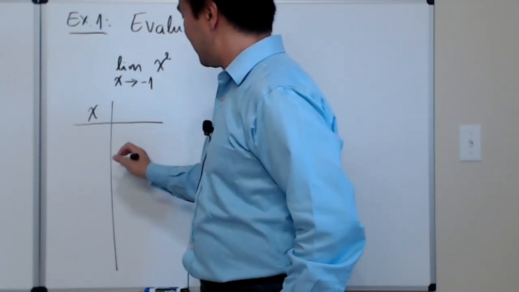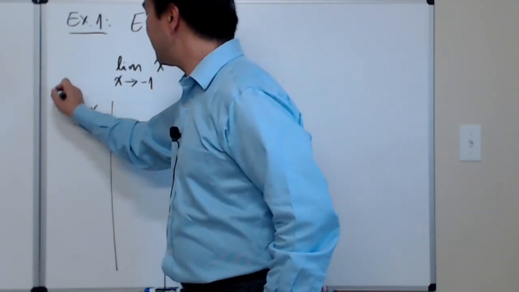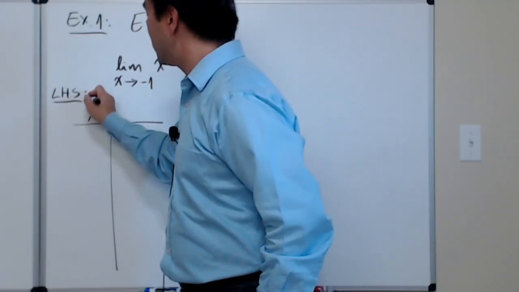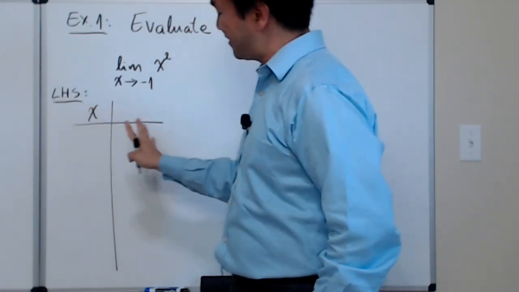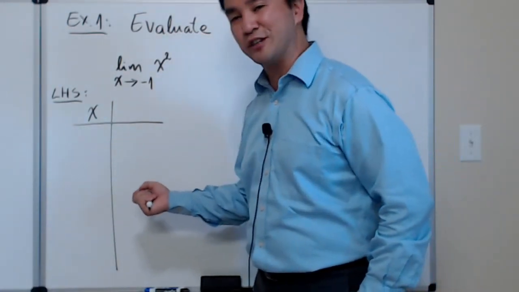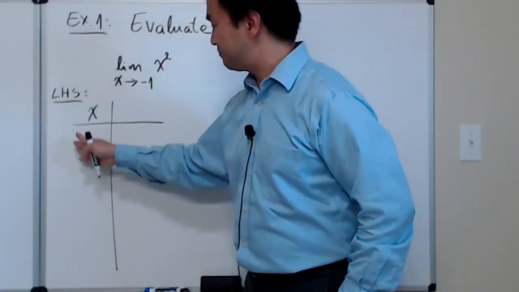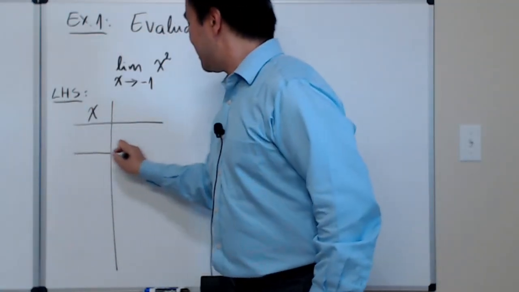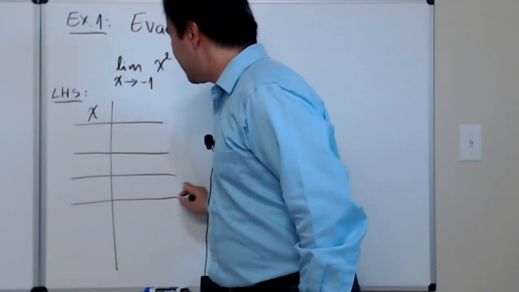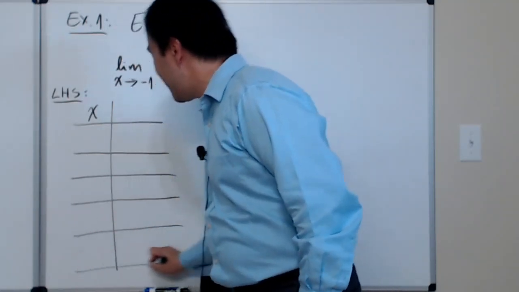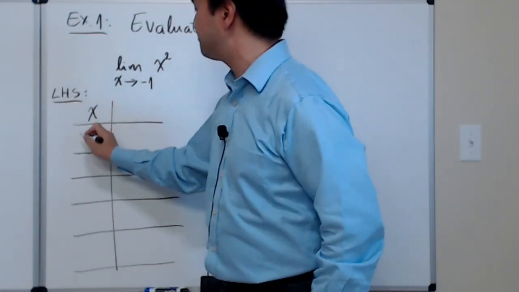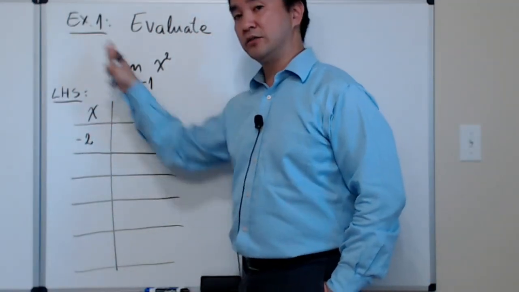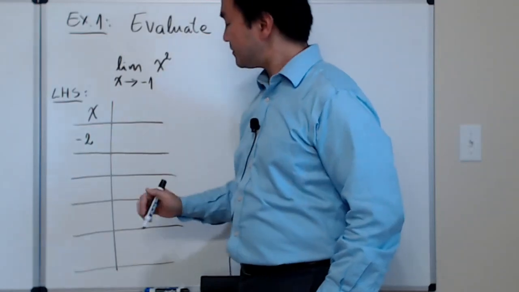On one table, I'm going to consider the left-hand side. You have seen me using this notation before, LHS, which I learned from a few other instructors out there. LHS stands for the left-hand side table of values. To describe x getting closer to -1, I'm going to start out with -2. Well, -2 is somewhere to the left-hand side of -1.